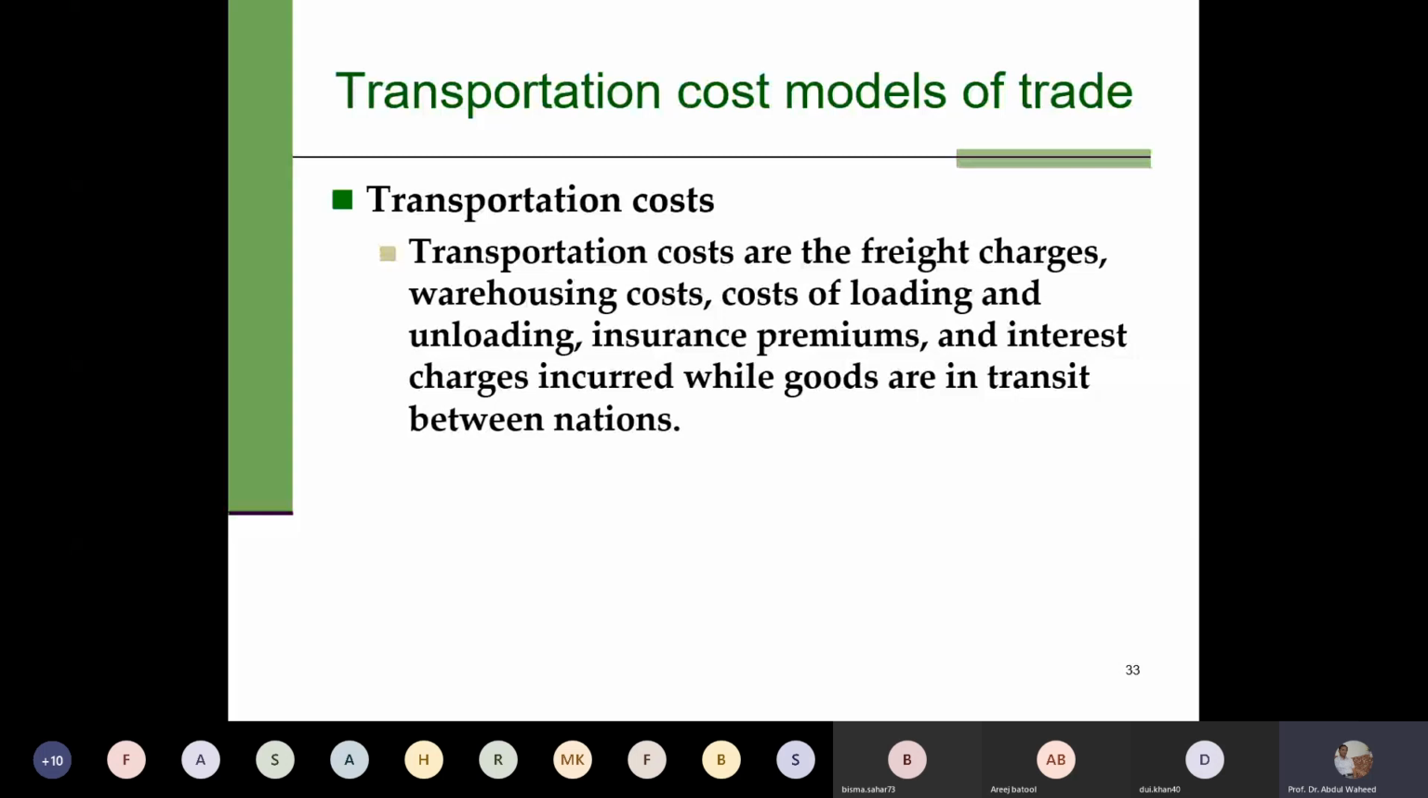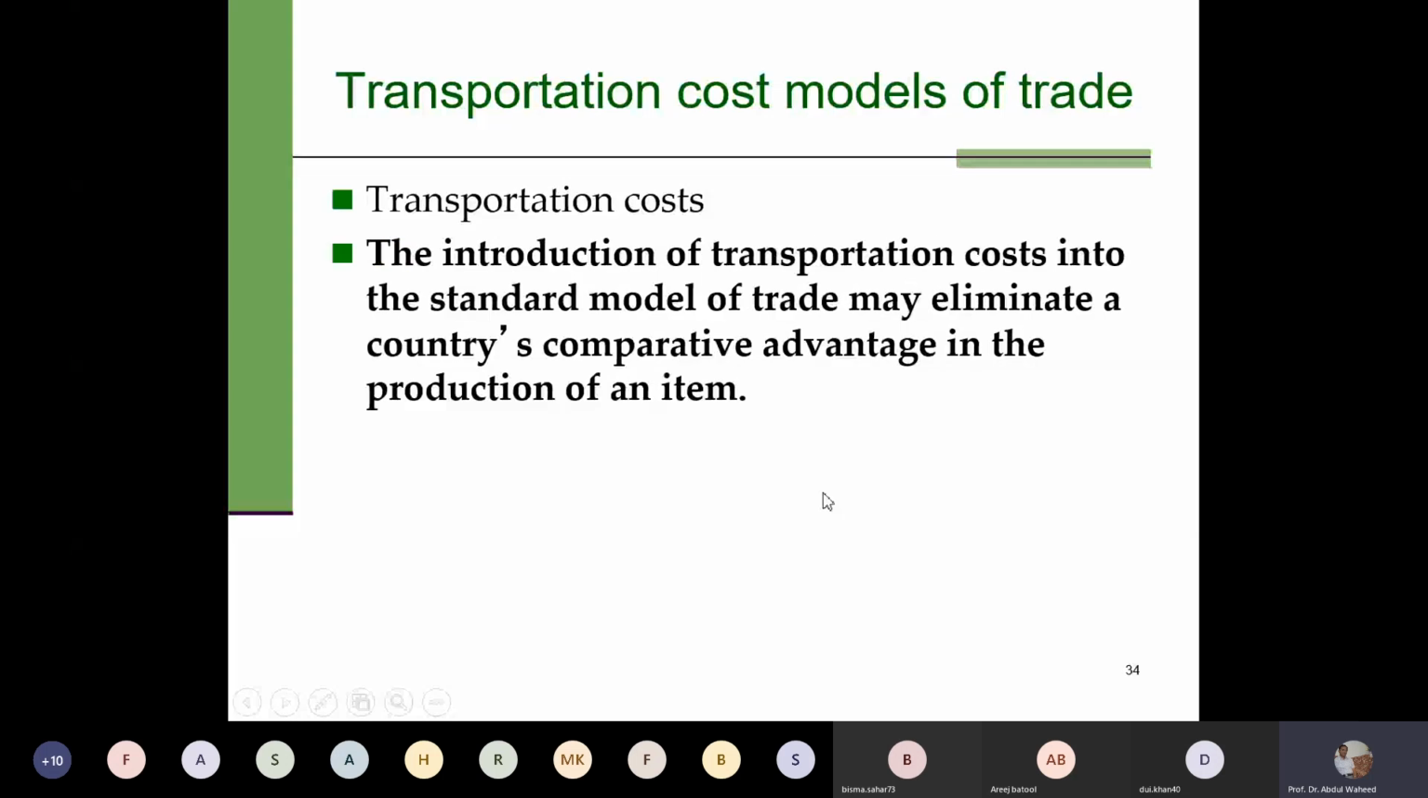Then we were discussing the principle of absolute advantage. One of the assumptions of that principle was that transportation cost is zero. But in reality, transportation cost is not zero. In transportation cost we include freight charges, warehousing cost, cost of loading and unloading, insurance premium, and interest charges, all these things. So in reality, transportation cost is not zero. Now the question is, if there is a transportation cost, then how will it affect international trade?